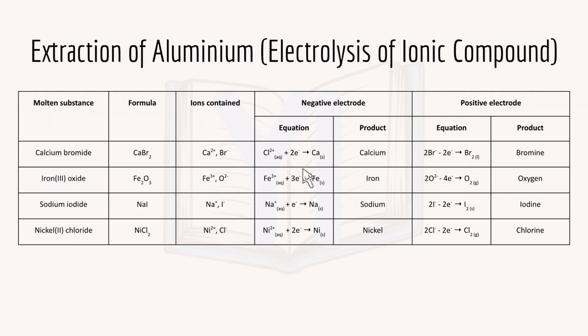Then we'll move on to electrolysis of ionic compounds. We can just have a read of the molten substance, formula, ions contained, and make sure it's molten, so it only contains those two. And equations and products for the different electrodes.